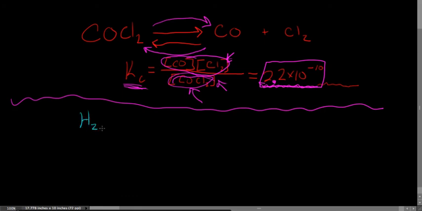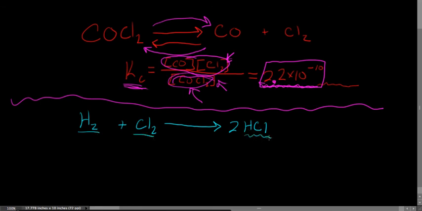So this last reaction we're going to look at is this one. We're going to have hydrogen gas reacting with chlorine gas, and those are going to react to create the chemical HCl, which is hydrochloric acid. Again, the forward reaction occurs. These two chemicals, H2 and Cl2, combine.